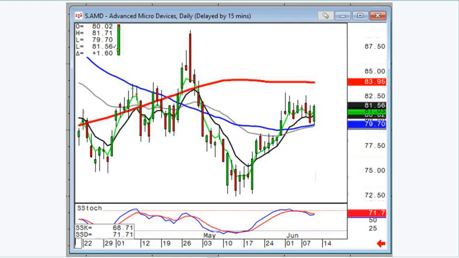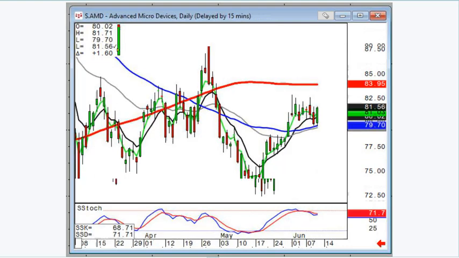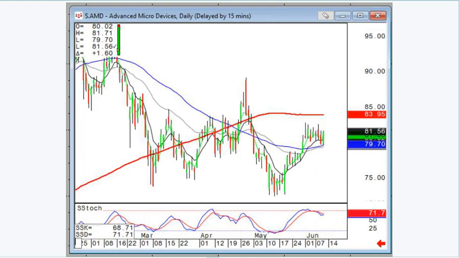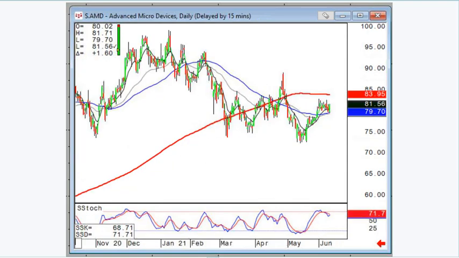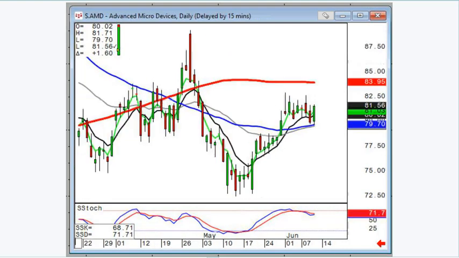Advanced Micro, this one's never been a good trader. There's really no trend to this stock. I would be someplace else. No, what happened here? If you're long, you can stay long. It just is not a very dynamic stock.